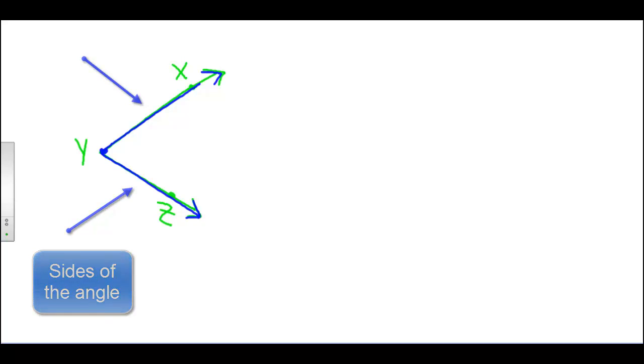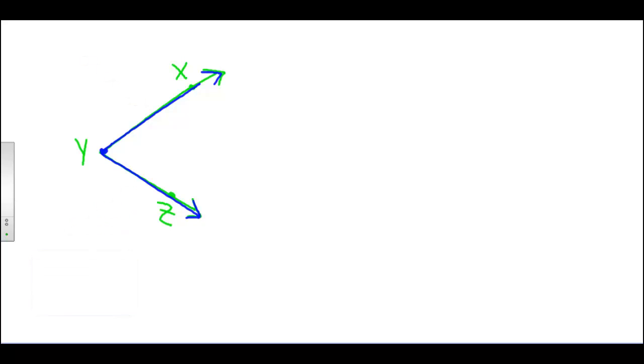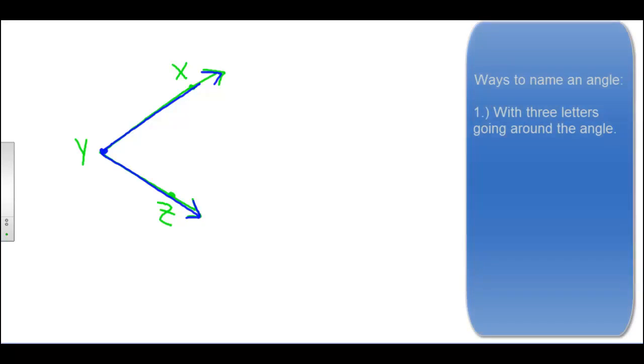When I want to name an angle, there are a few methods to do that. The most common way, and the way that will work every single time, is to use three letters going around the angle. I can call this angle XYZ. Notice when I name that though, I started on one side and the letter in the middle here was my vertex. It was point Y.